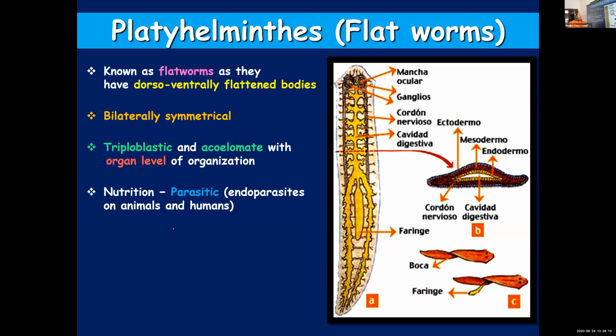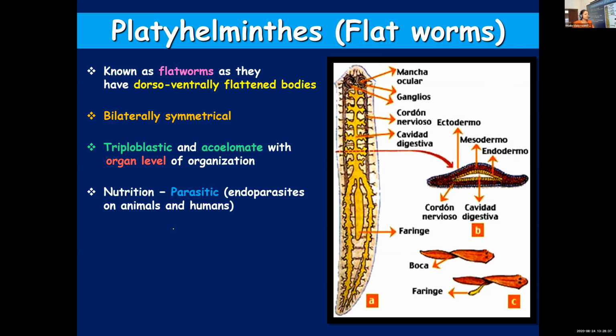Now, coming to the mode of nutrition, they have a parasitic mode of nutrition. You know what parasites are? Parasites depend upon the host for their nourishment, and mostly they are endoparasites, either in animals or, to be specific, in human beings. Who can tell me what are endoparasites, Gayatri?